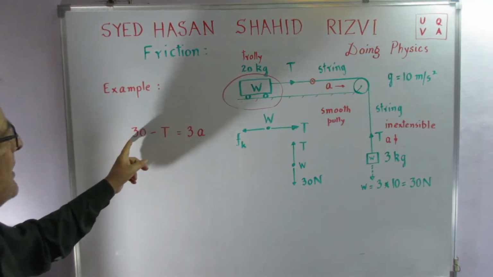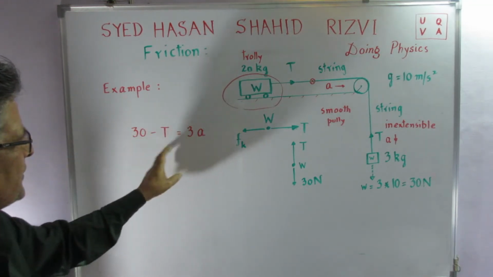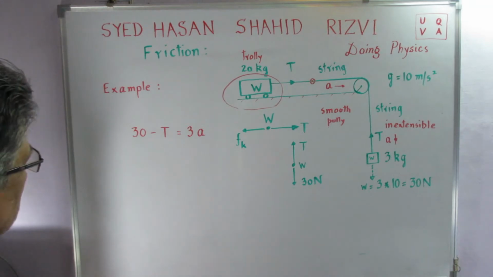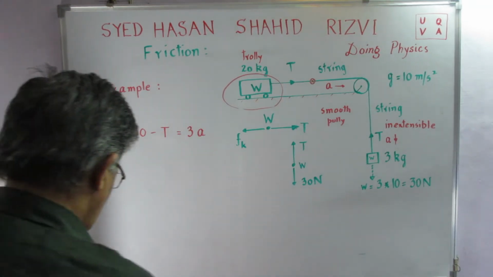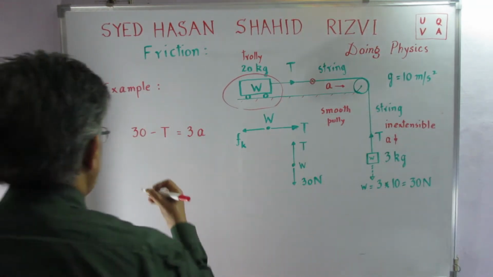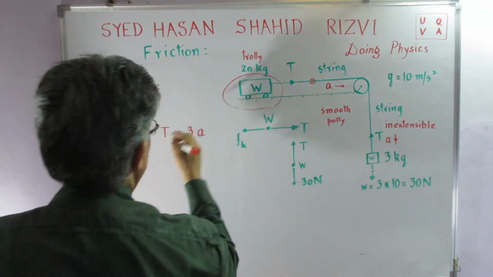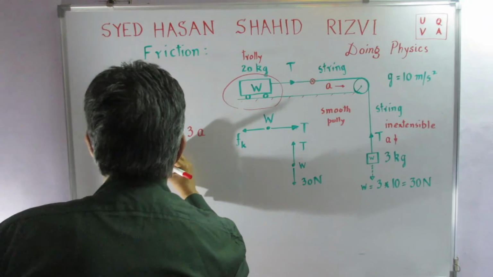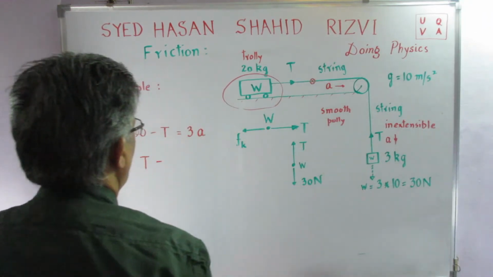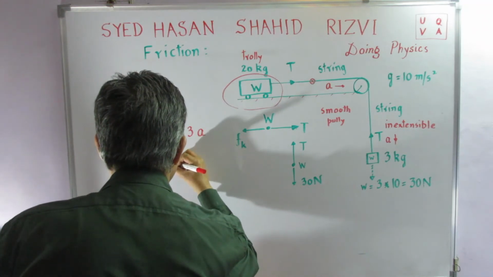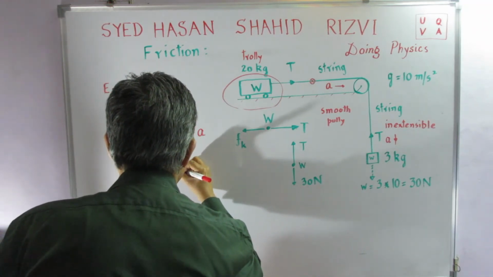Of course, the units everywhere will be the same. The units are in terms of newtons in all cases. And in the second case, I have T over here minus Fk, the kinetic friction.